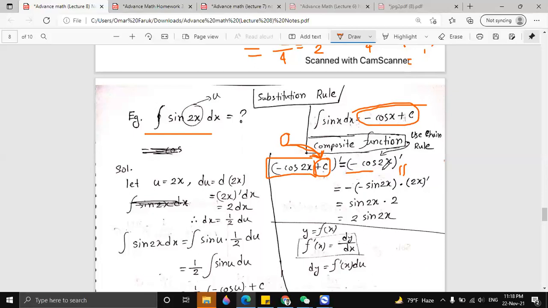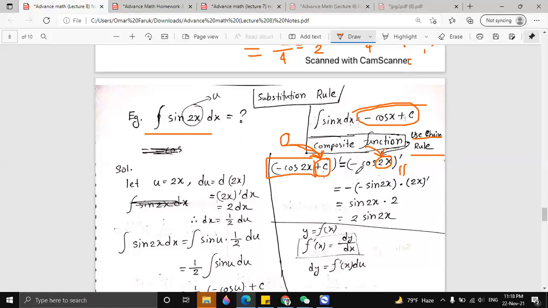So the derivative of minus cos 2x is minus the derivative of cos 2x. It is sine 2x, right? But we expected x here. We only know the formula of cos x, but we don't know the formula of cos 2x. That's why we have to differentiate this inside function again. You remember the chain rule? Outside inside rule is the chain rule.